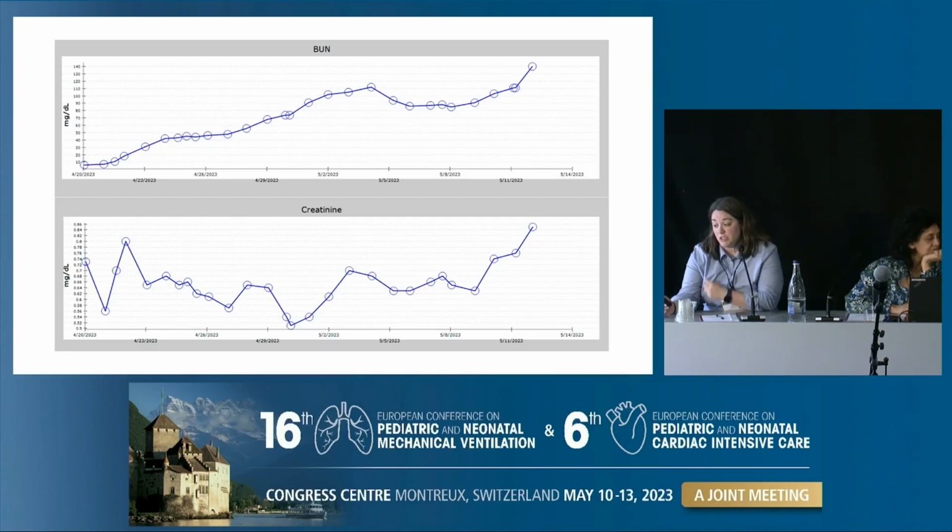So this was the patient's BUN and creatinine after the case. Basically, the 20th was day of life 1. The surgery happened on the 20th, and then the 25th was chest closure. You can see that there was initially an improvement in the creatinine, and then really starting around the 30th of April, you can see that it starts to climb and continues to climb.